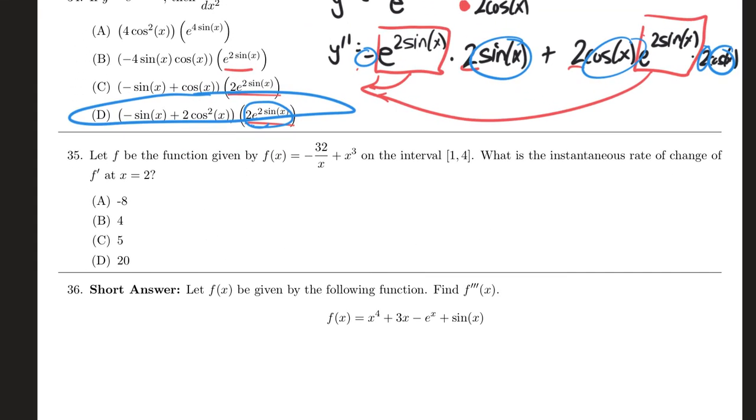This one is purposely confusing on the AP's part, but that's why we're putting it on the test, so make sure you see it at least once. All right, this is f of x. Looking for the instantaneous rate of change of f prime. Instantaneous rate of change we know is the derivative, so we're going to take the derivative of this.